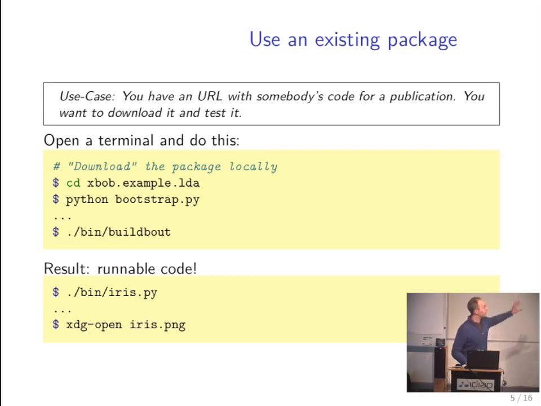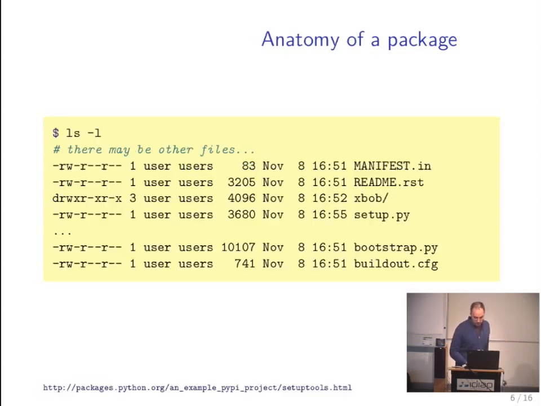So now let me talk a little bit about the system. Has anybody not been able to see the iris example? The iris image, the PNG file generated. Okay? So let's look inside the package and see how it's actually possible.